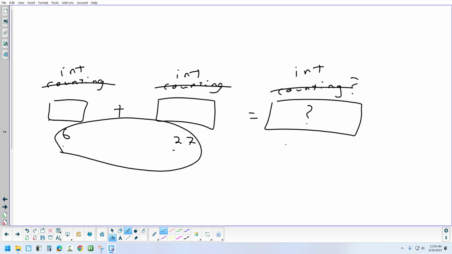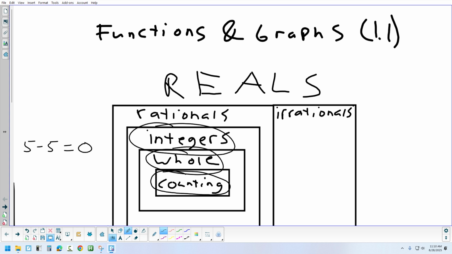Now let's talk about division. We can use that example right there: 6 divided by 27. 6 is an integer. 27 is an integer. Is the answer an integer? No. So now one of two things. You either say you can't do it, it's undefined, or you expand the kind of numbers you're allowed to work with. And the next set we extend to are rationals.